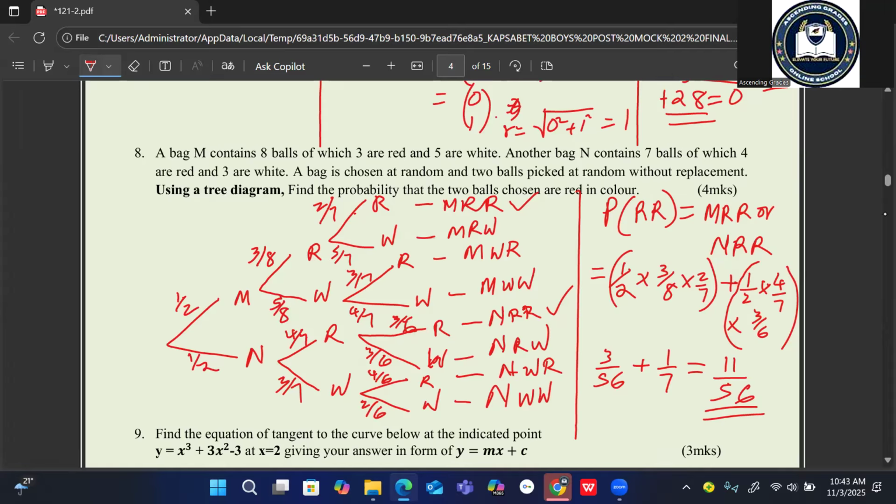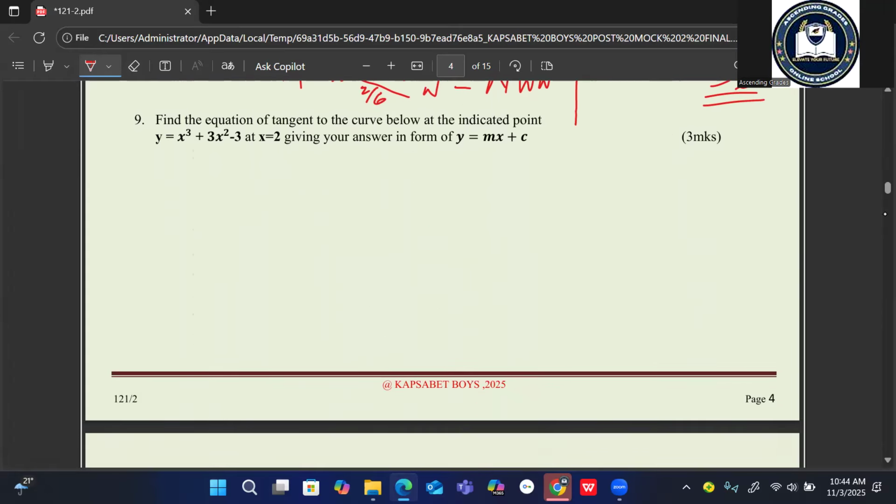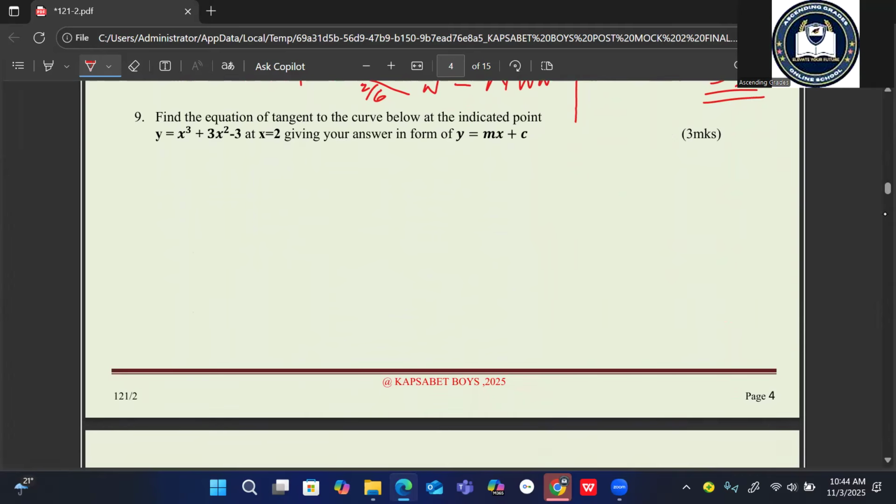So you have taken your 4 marks in full. From there, we go to the next one, and that is number 9. We are told to find the equation of the tangent to the curve below at the indicated point. The equation of the curve is y is equal to x cubed plus 3x squared minus 3 at x is equal to 2, giving your answer in the form y is equal to mx plus c.